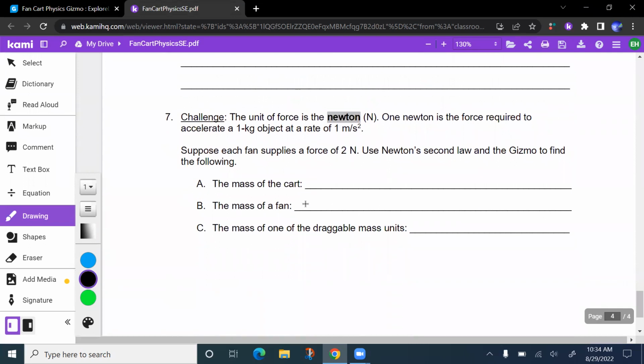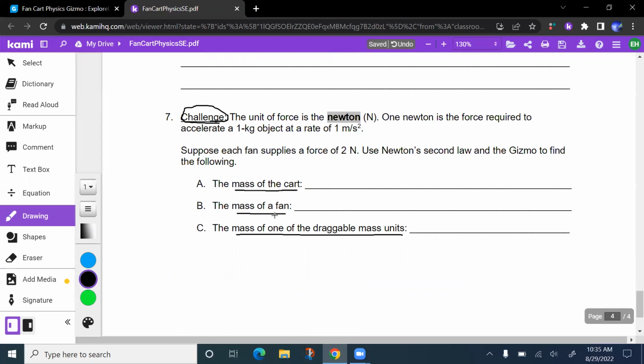Part 7 is a challenge question. To answer part 7, you might want to experiment with the gizmo itself and put different combinations of forces and masses in and try and figure out what the mass of the cart, the mass of the fan, and the mass of one of those mass units that you drag on to the cart would be. Do your best on part 7. It is a challenge for that reason.